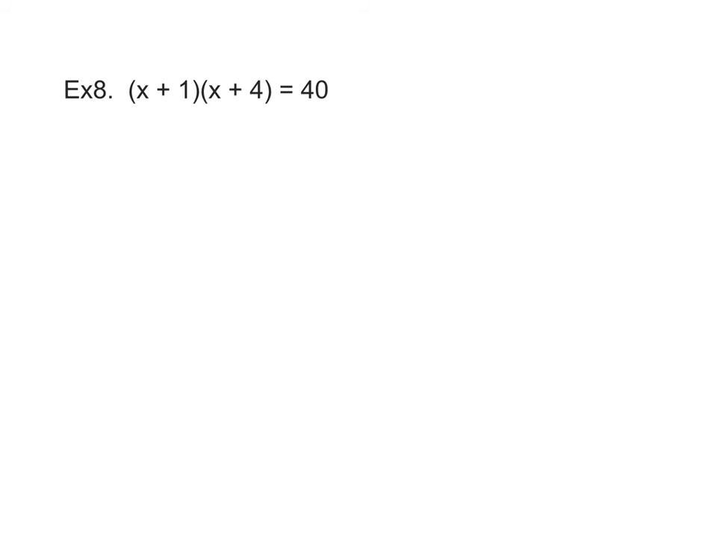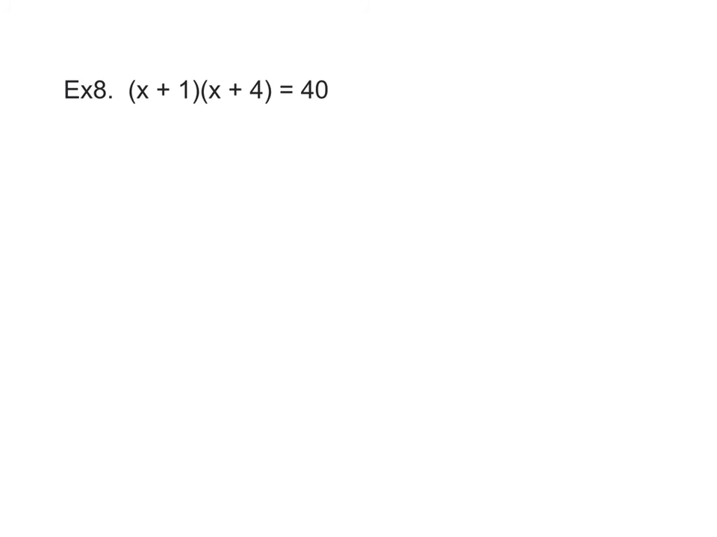This last problem is probably the most different of all the things we did. It actually looks like it's almost done, like you could just set each one equal to 40 and be done. However, the zero product property only works for 0. So x plus 1 does not equal 40, and neither does x plus 4. What we'll have to do is kind of work our way backwards before we actually finish.